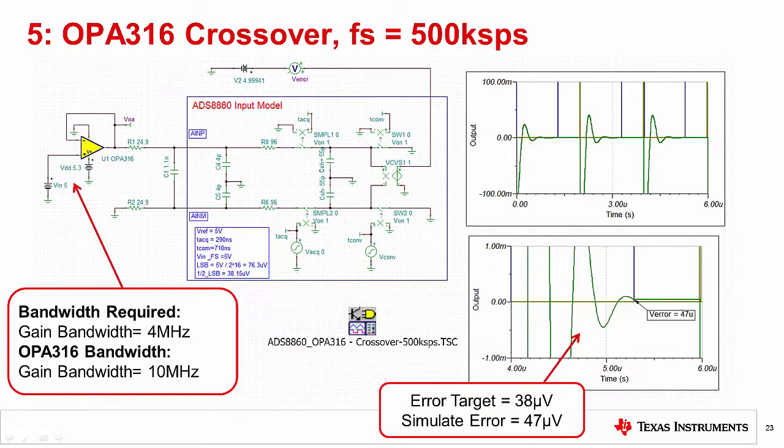Here we have the same circuit we looked at in the last experiment. The only difference is that we adjusted the sampling rate to 500 kilosamples per second. With this new sampling rate, the amplifier bandwidth should be sufficient for good settling. Sure enough, after the simulation, you can see the settling error is about 47 microvolts, which is comparable to the error target of 38 microvolts.